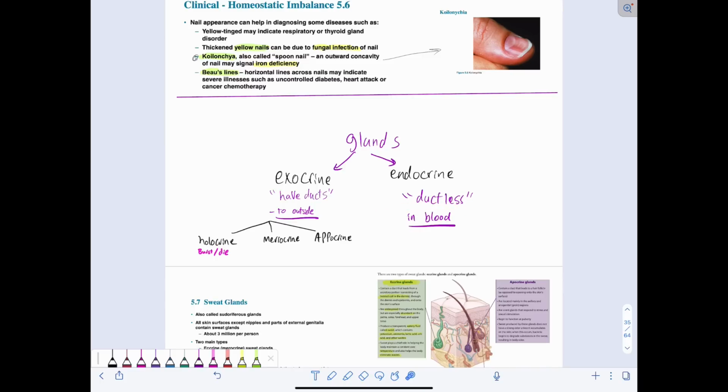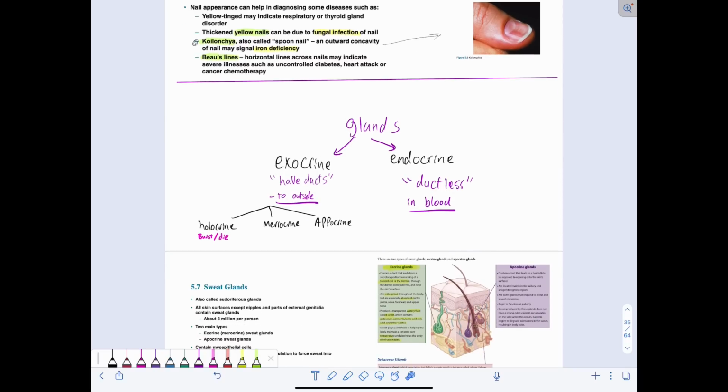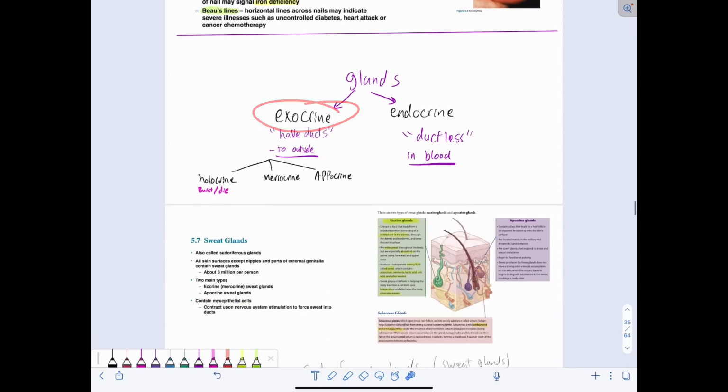So endocrine glands are like the pancreas, which has some endocrine functions, right? It makes insulin and glucagon and somatostatin and different things, right? The thyroid gland has endocrine functions, right? But exocrine, for our purposes, we're going to focus on sweat glands. And so there are three different types. We're going to talk about holocrine, merocrine, and apocrine.